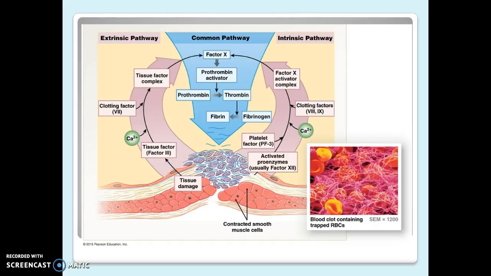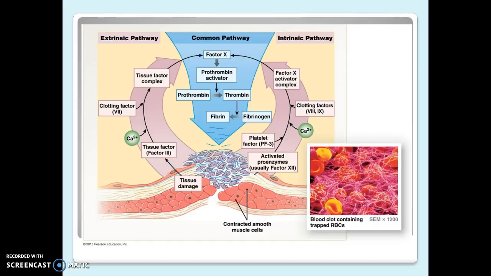Clotting factors always include calcium. So if calcium isn't present, you can't form a blood clot. There are also 11 proteins, and most of these are proenzymes. This proenzyme means that they aren't active yet. So they're getting ready to function, but they have not yet started to function. All but 3 of these clotting factors are always found in your blood.